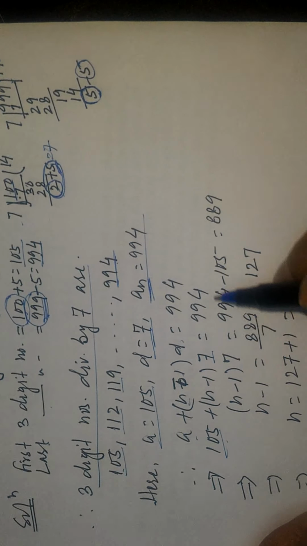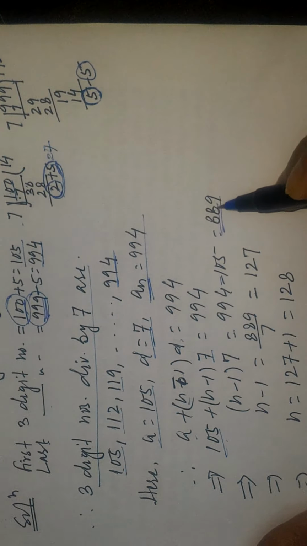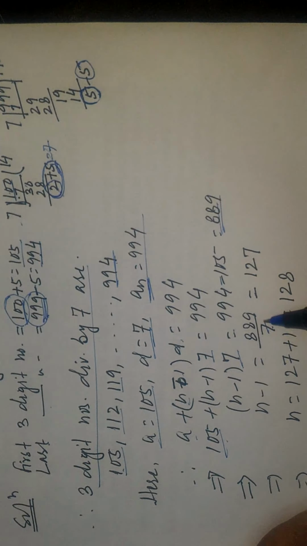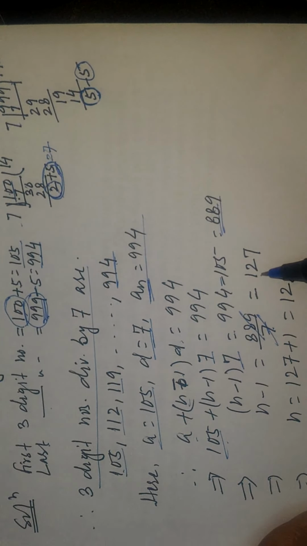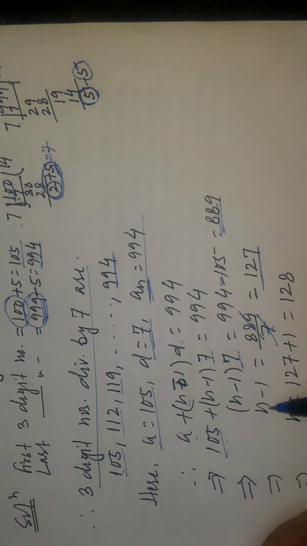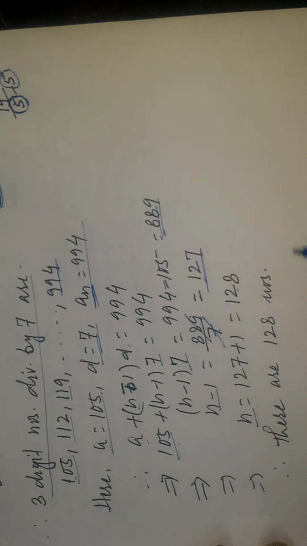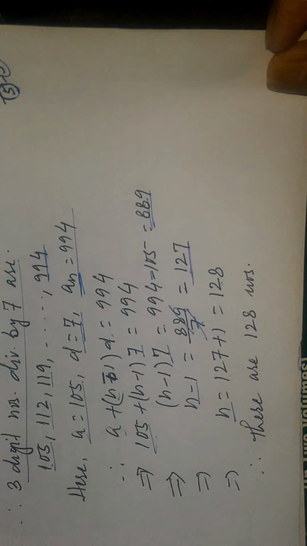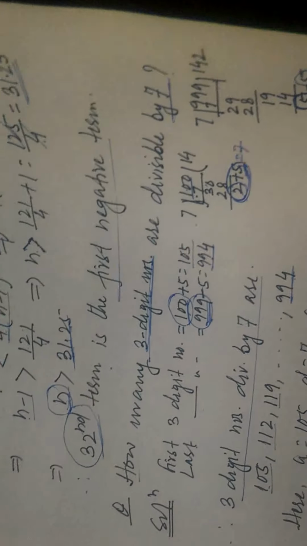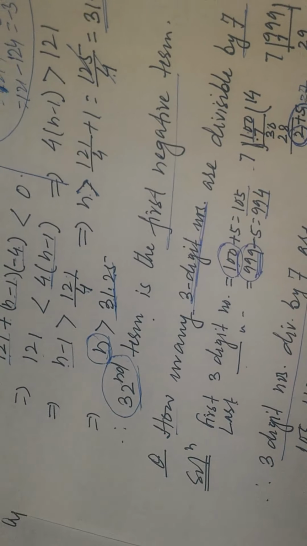Take 105 on this side, minus 889. Now 7 this side, it will divide. So if you divide, it gives you 127. So n minus 1 is 127. So what is n? 127 plus 1, that is 128. It means there are 128 three digit numbers which are divisible by 7.